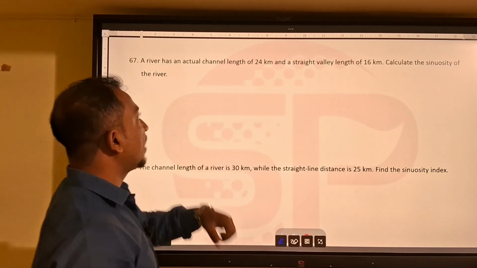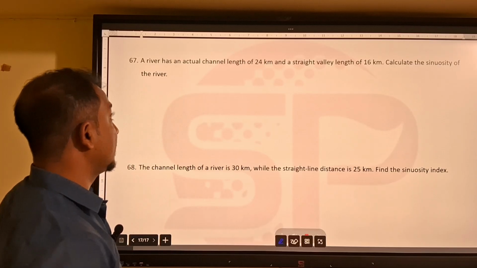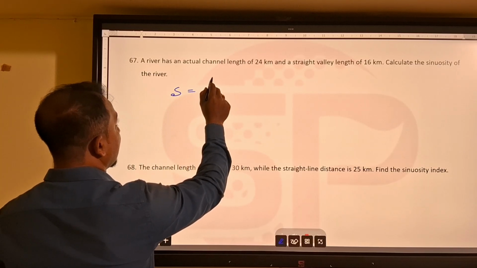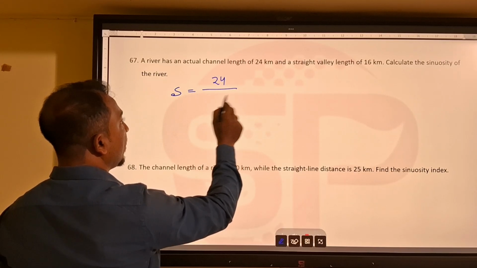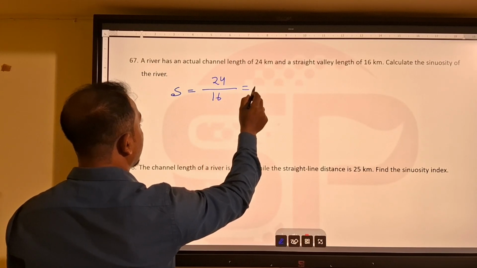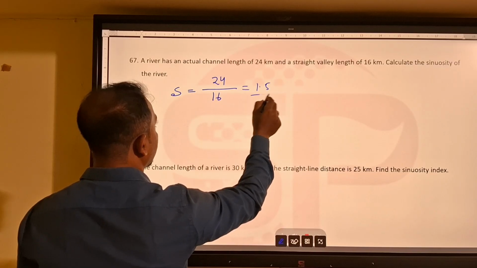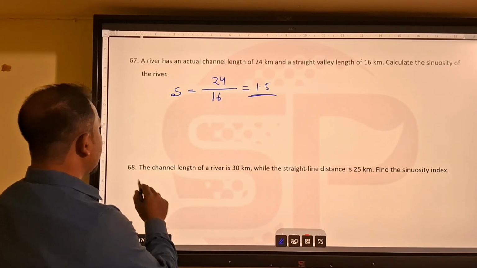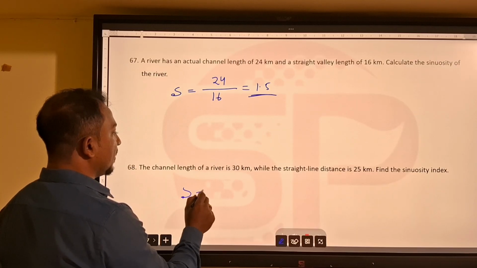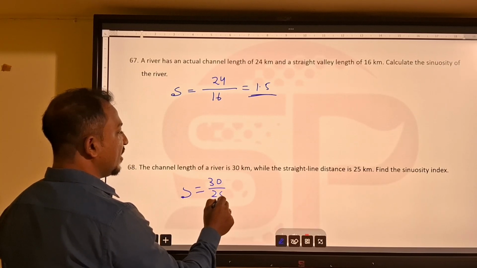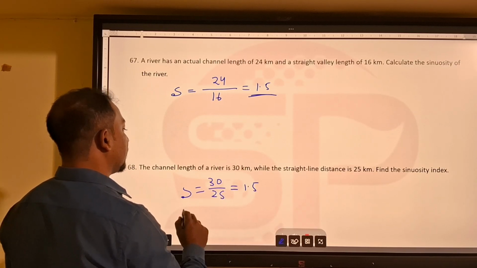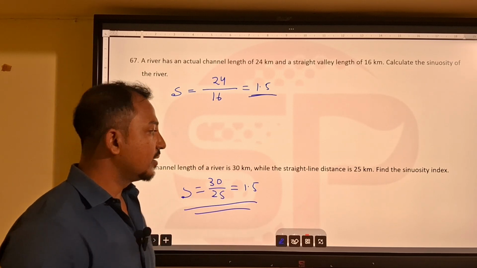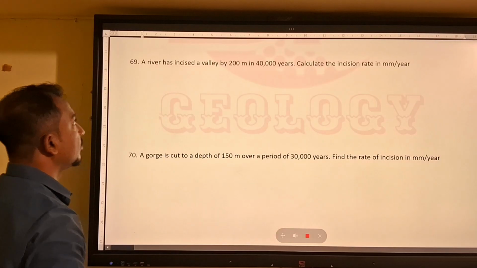Next question. A river has an actual length of... same question from sinuosity. So sinuosity is calculated by channel length, that is given 24, divided by valley length, given 16. It will also be 1.5. Similar question also, this sinuosity will be 30 by 25, which is also 1.5. So these are for practice, so that you can remember the formula.